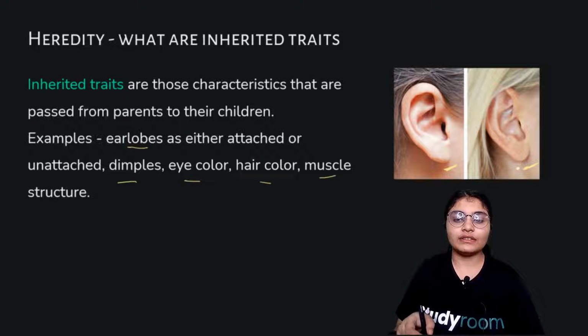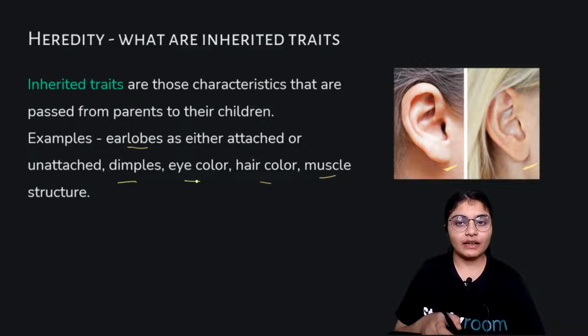If a parent has an unattached earlobe, then the offspring is also likely to have an unattached earlobe. But if a parent has an attached earlobe, then the offspring is also likely to have an attached earlobe, right? And if a parent has dimples, then the offspring is also likely to have dimples. In the same way, if the color of the pupil of the eye of the parent is black, then the offspring's pupil color will also likely be black.